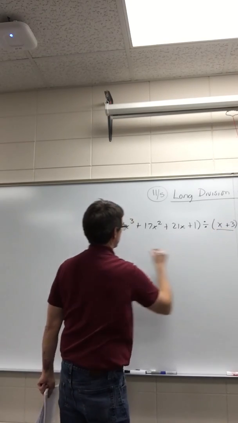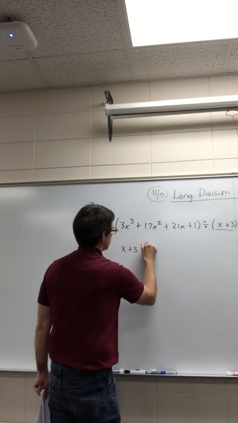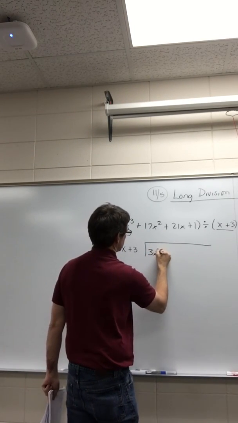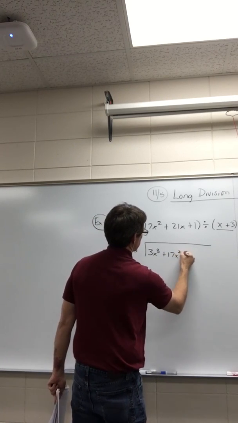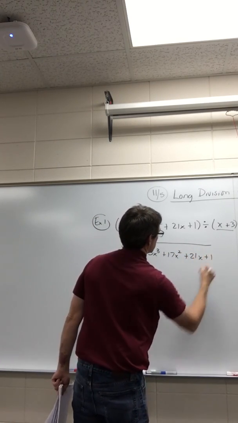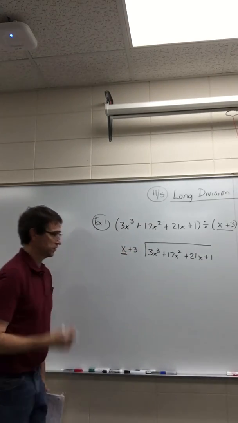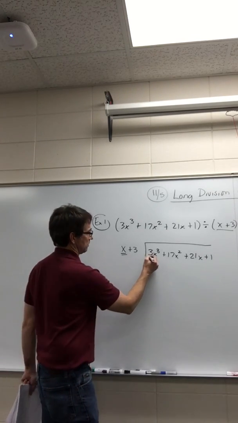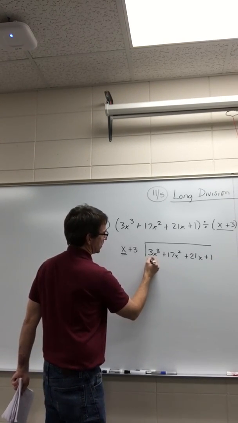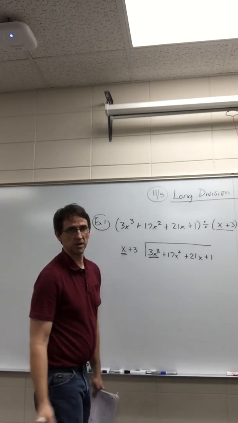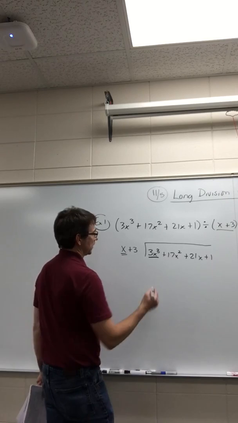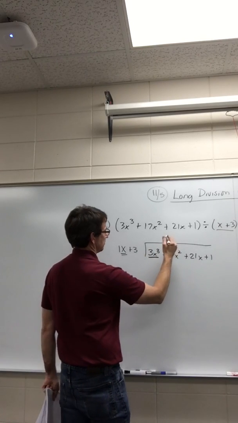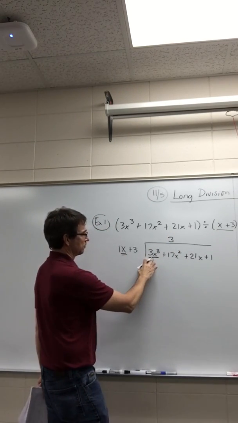is we're going to take the second thing and put it outside the division symbol, and we're going to put all of the other stuff inside: the 3x cubed plus 17x squared plus 21x plus 1. Now our goal is to take the first term that we have here, and we need to get a number and variable that will multiply and give us 3x cubed. So in order to do that, because there's a 1 in front of the x, we're going to have to multiply 1 by 3 to get the number 3.